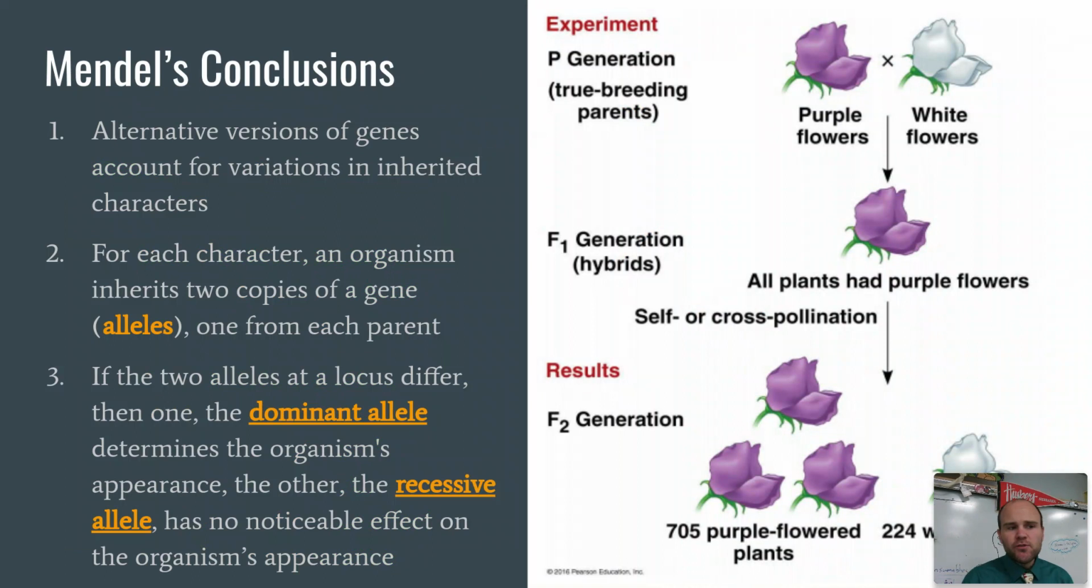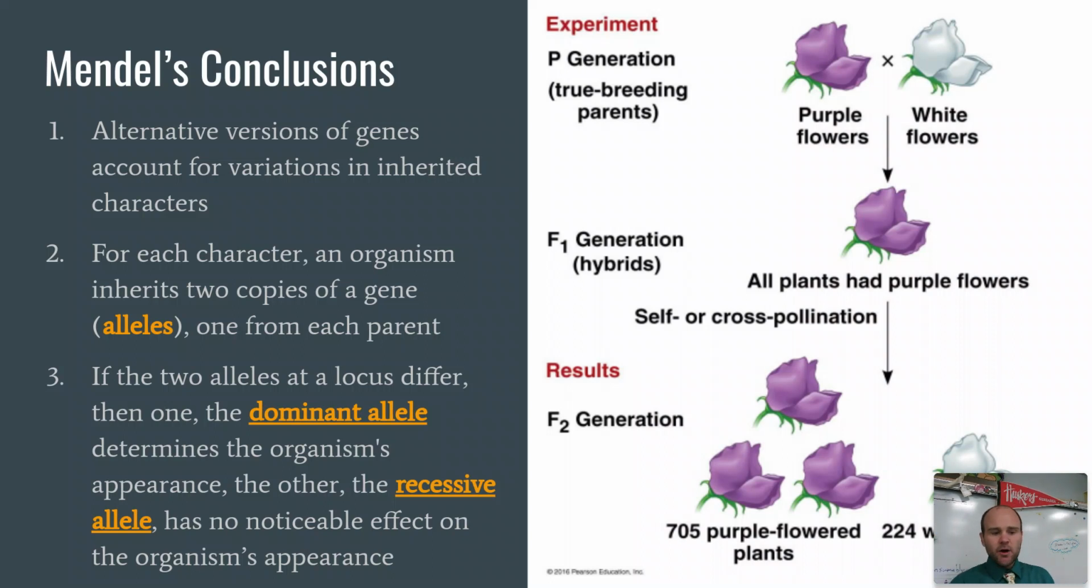So what did Mendel conclude from all that data? Well, he said that alternative versions of genes account for variations in inherited characters. Okay, so there's different versions of genes. For each character, an organism will inherit 2 copies of a gene, or as we now call them, alleles. They'll get 1 from each parent. So we learned this in meiosis, right? With fertilization, you get 1 of your homologous chromosomes from mom and 1 from dad.